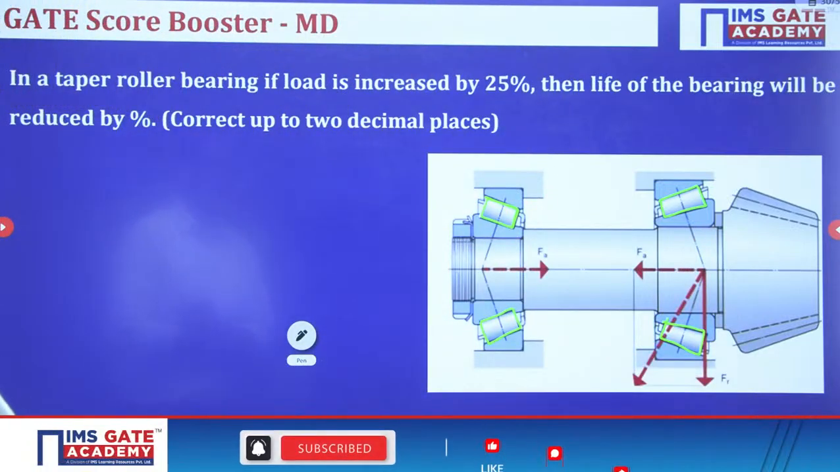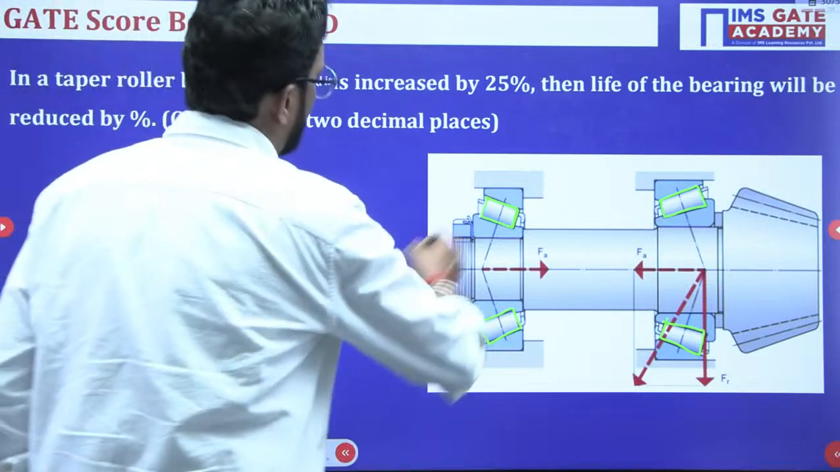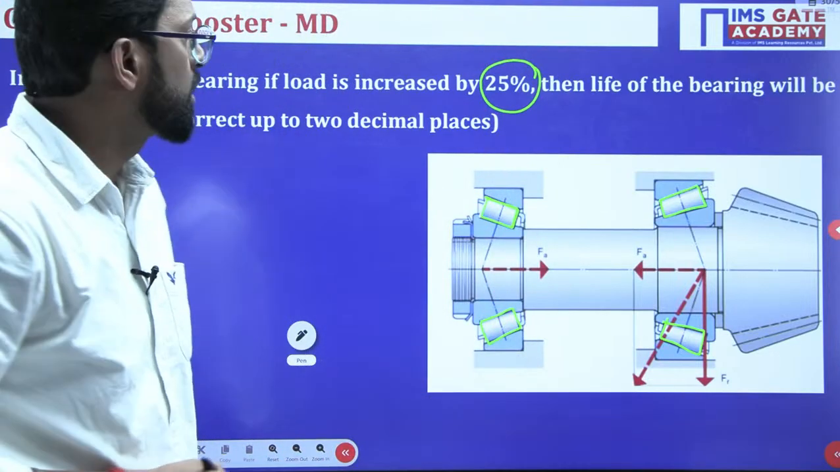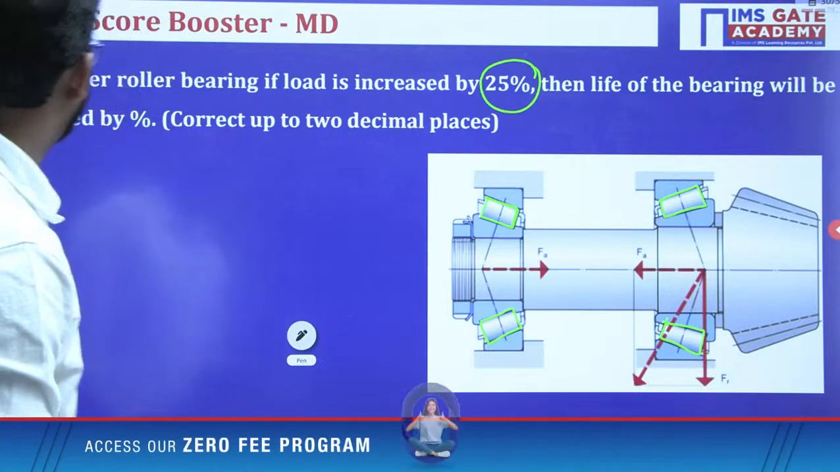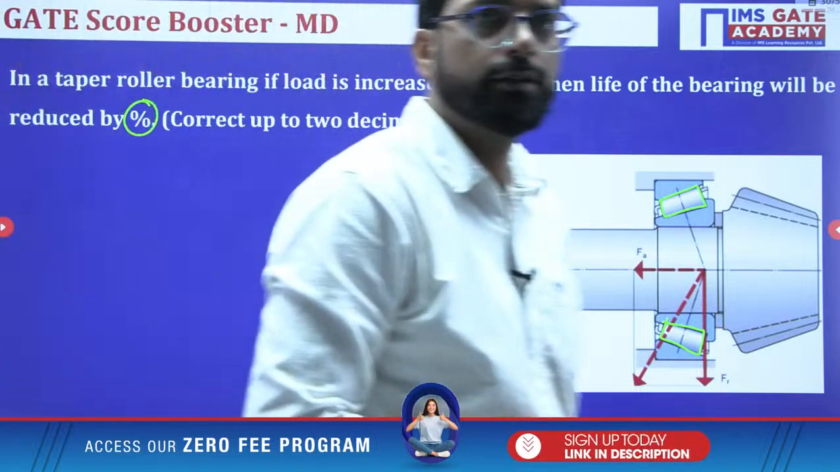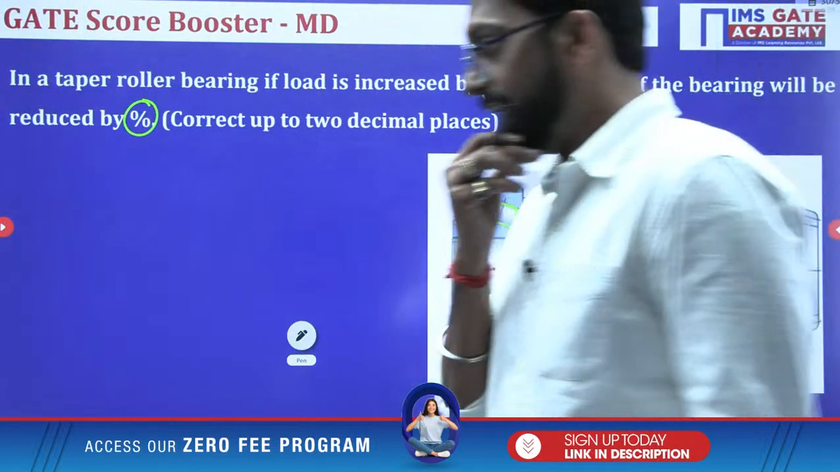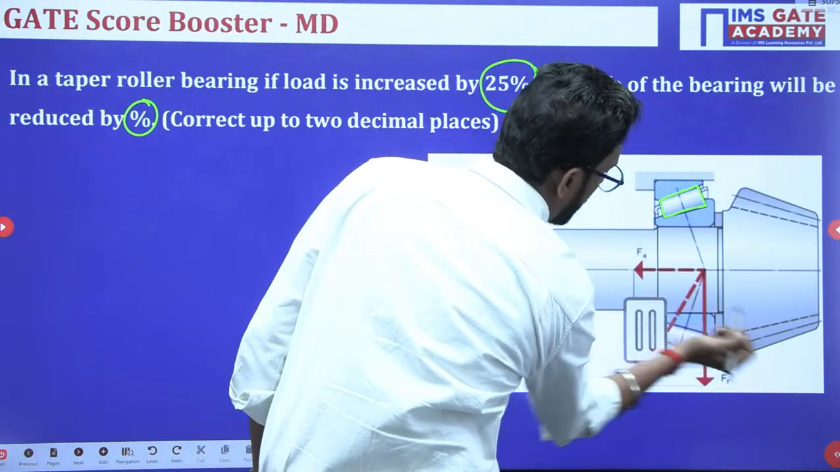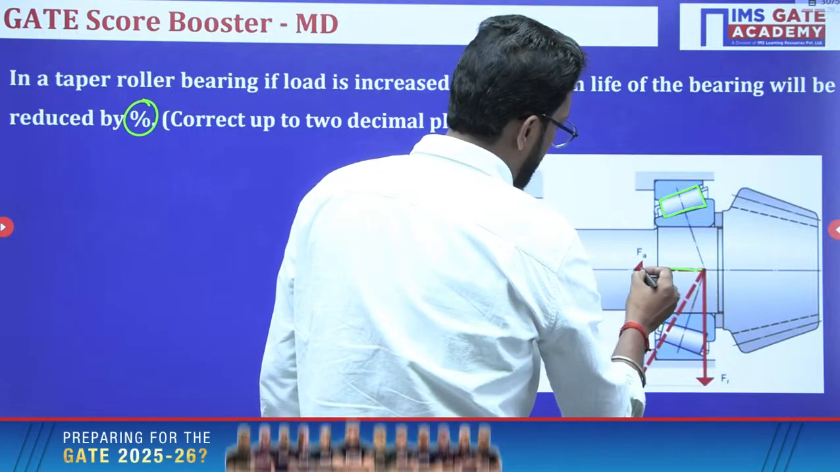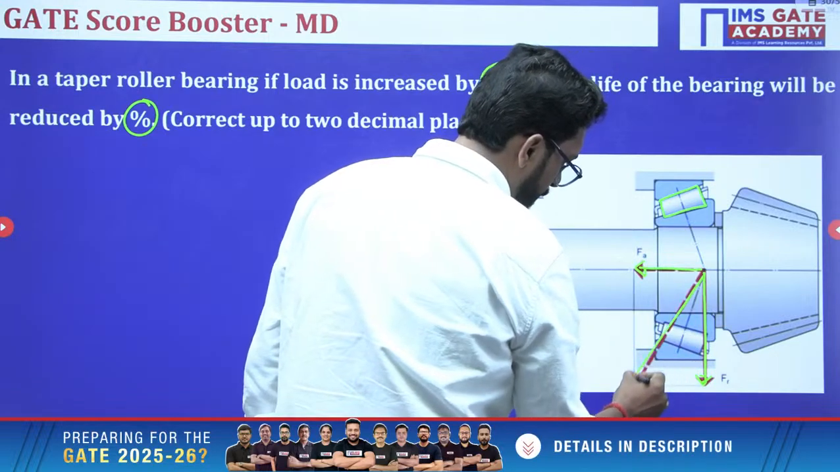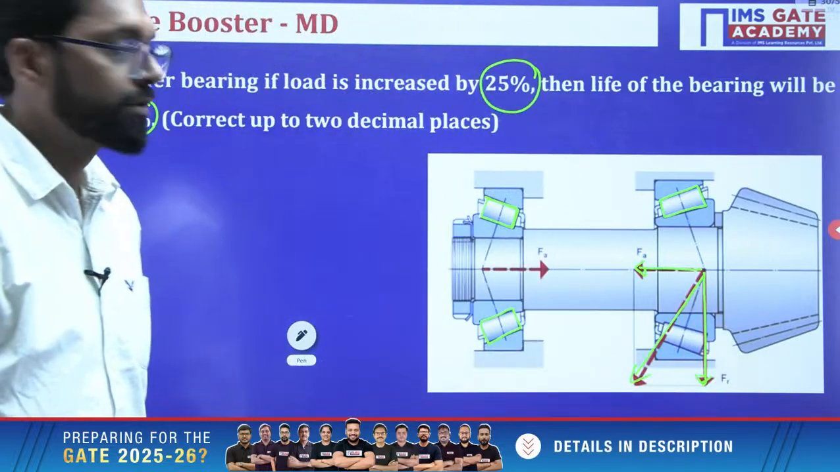Now, in a taper roller bearing, if the load is increased by 25%, then the life of the bearing will be reduced by how much? देखो बेटा, in the taper roller bearing, both axial and radial force will act, and there is a resultant force.